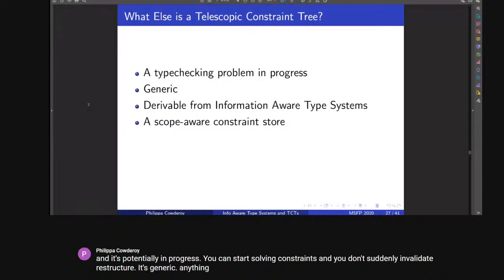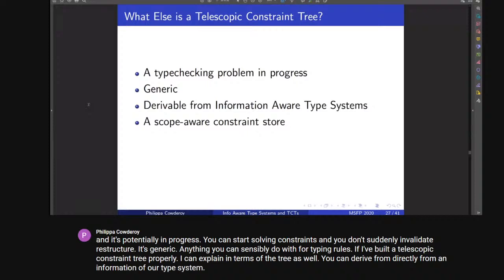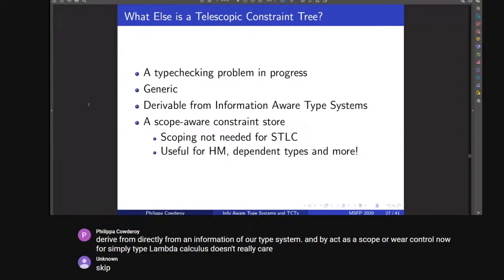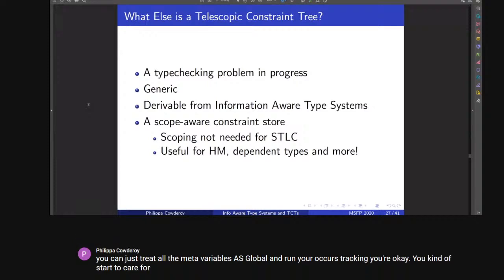Anything you can sensibly do with the typing rules. If I've built a telescopic constraint tree properly, I can explain in terms of the tree as well. You can derive them directly from an information-aware type system, and they act as a scope-aware constraint store. Now, the simply typed lambda calculus doesn't really care about the scoping. You can just treat all the metavariables as global and run your occurs check and you're okay. You kind of start to care for Hindley-Milner so that you get your generalization in the right order.